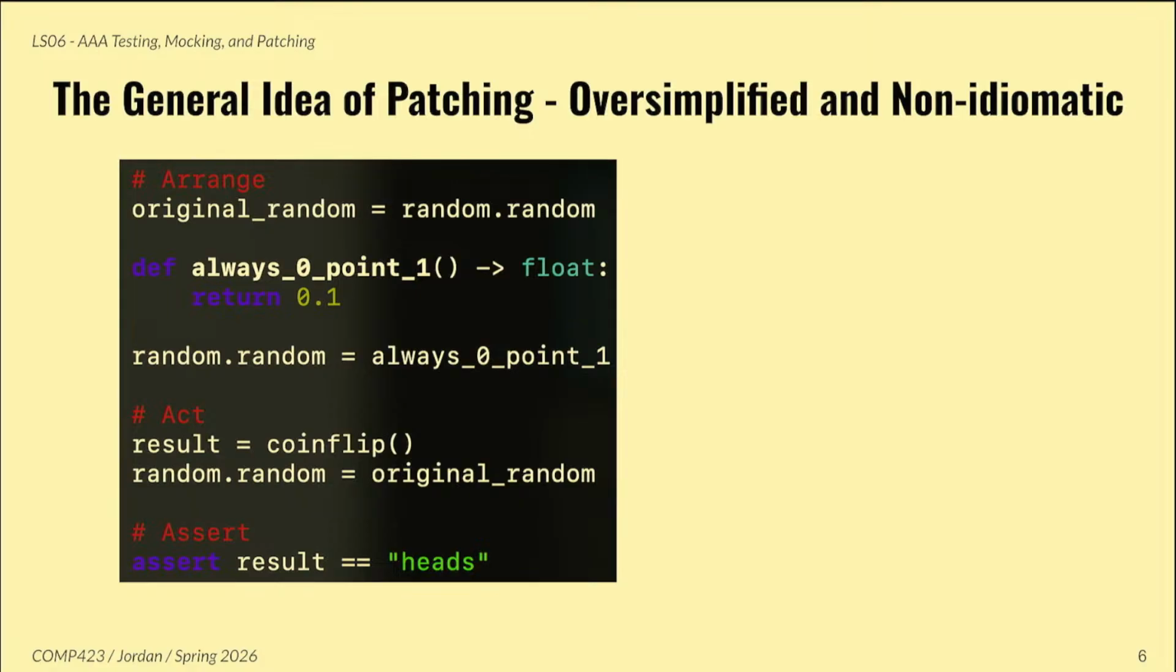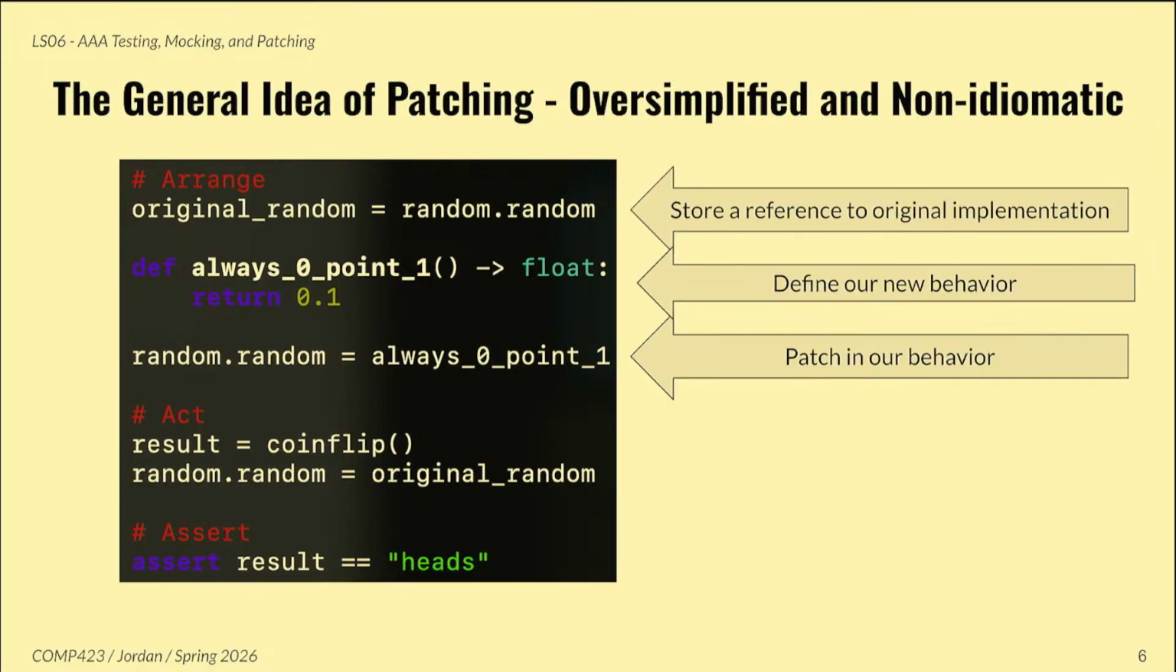And then notice what we do on that third line. On that third line, we're patching in our behavior. Right? So here we're actually saying, at this point in time and moving forward, whenever someone references random.random, we want it to actually refer to our function always 0.1. So we're swapping this function definition in so that the next time random.random is called, we're actually going to call this function here instead. We've just overwritten the currently bound name random.random to be bound to this function.